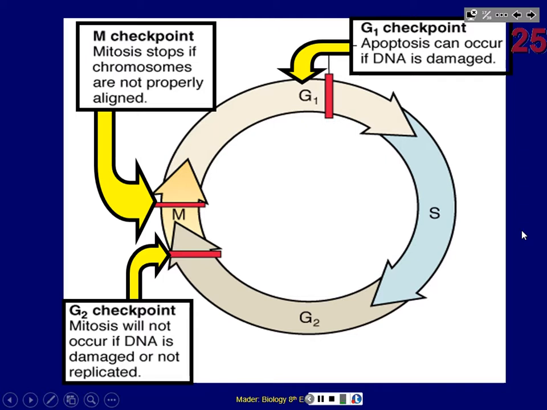So this is kind of like your English paper, okay? If you're getting ready to make a copy of your English paper, would you want to spell check it first before you made the copy? Because if you don't spell check it, you're going to have the problem or the mistake in both copies, right? So you check it, and then you copy it, okay?